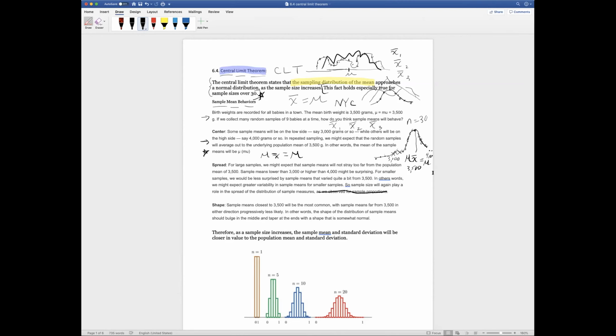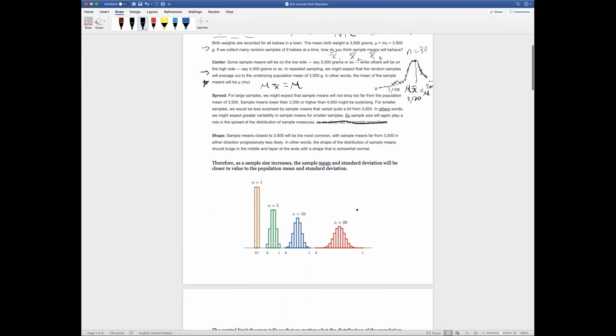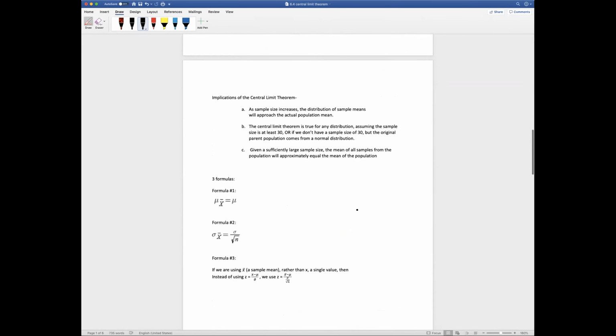So now we're talking about the spread, which means the standard deviation. And so the second formula that we're going to look at here, and I'm going to head on down here, we're going to talk about what that means, is the standard deviation of the sample means is equal to the standard deviation divided by the square root of our sample size.